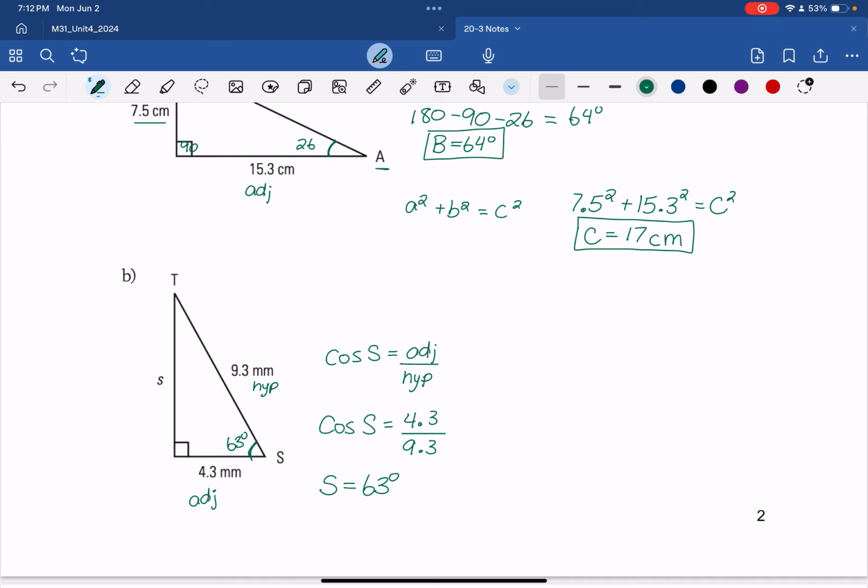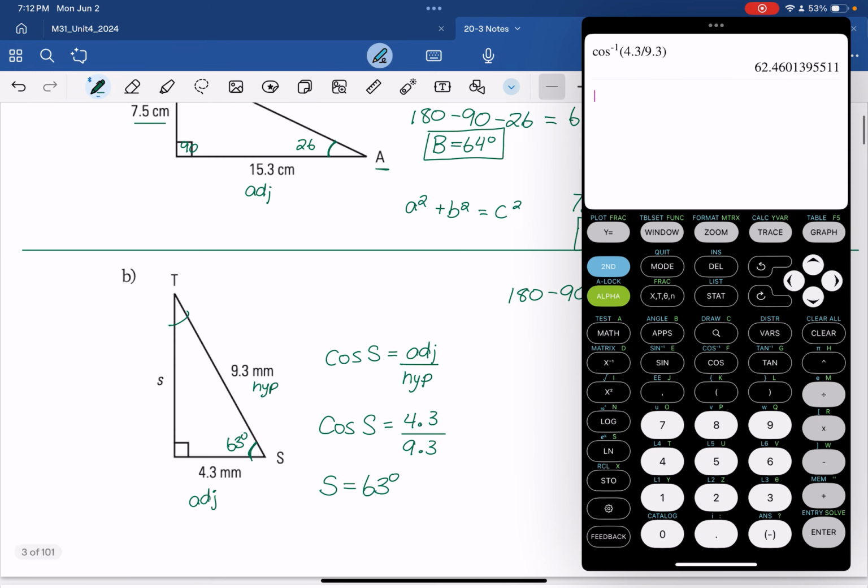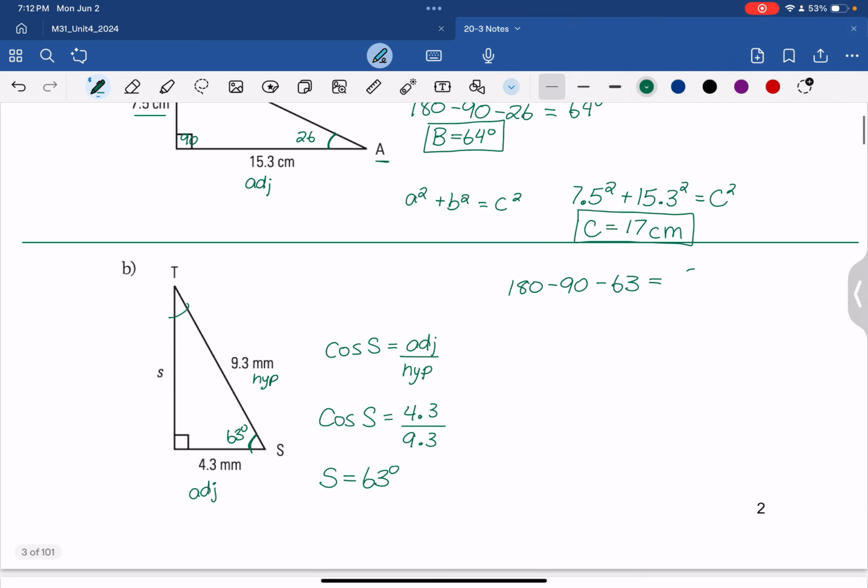Now, to figure out angle T, all I'm going to do is take 180 minus the angles that I know, because I know that all the angles in a triangle have to add up to 180. So I know that one of them is 90, and I know that the one that I just found is 63. So 180 minus 90 minus 63 is 27. So the last angle that I'm looking for, angle T, is 27 degrees. And you know what, I'm going to box these to state that these are our answers. This is T.